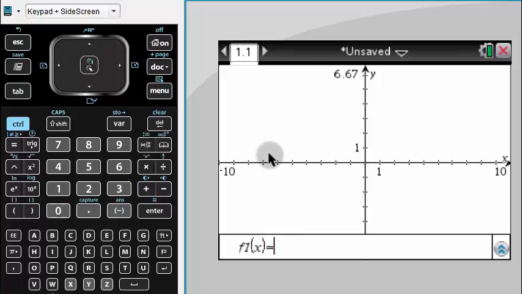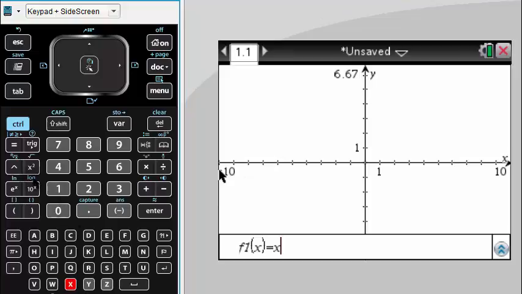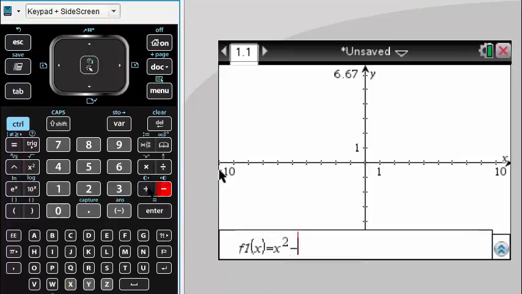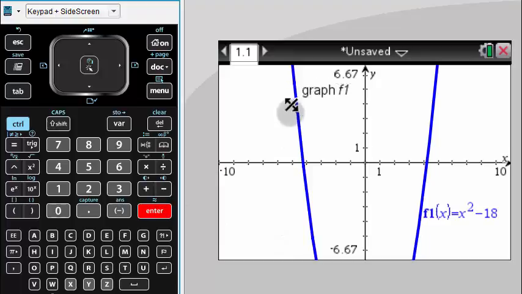Again, I'm putting in the left side. So I'm going to put x squared minus 18. This is going to be our first function, and of course, it's going to graph it. It's no surprise that this is a quadratic. It's a U-shaped graph. We knew that by looking at the square.